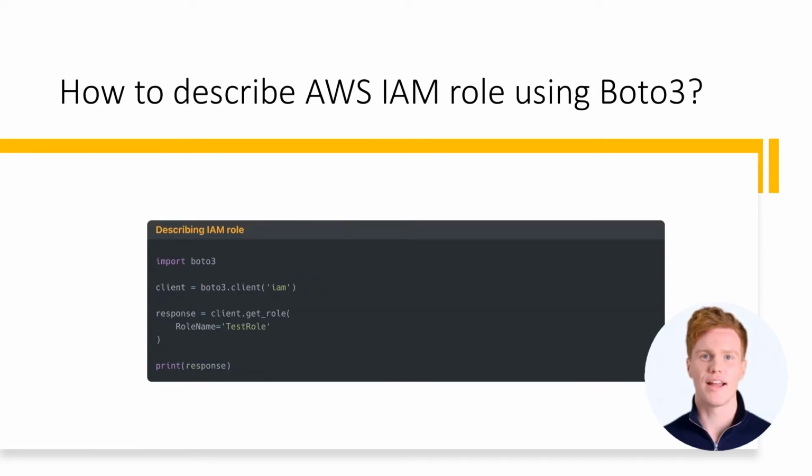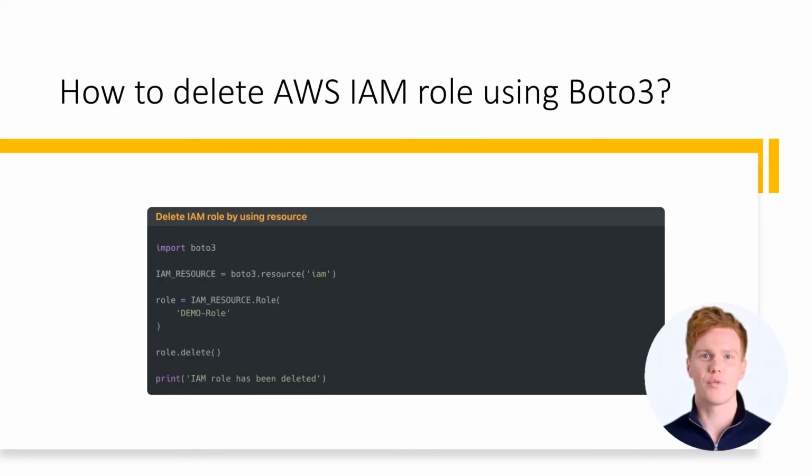To describe the IAM role, you can use the getRole method of the IAM client. This method retrieves information about the specified role, including the role's path, GUID, ARN, and the role's trust policy granting permission to assume the role. To delete the IAM role using Boto3, you need to use the delete method of the role class of the IAM resource. Please keep in mind that before deleting a role, you must detach all policies from it.